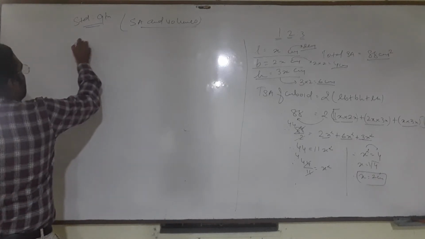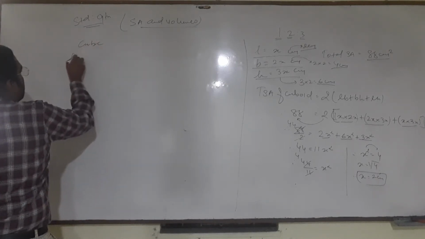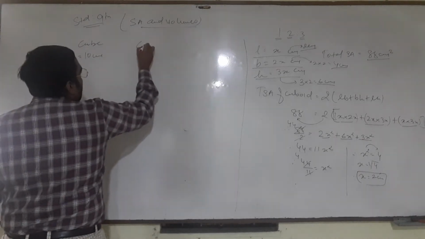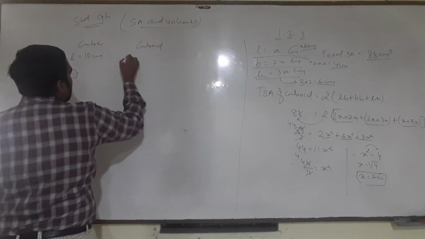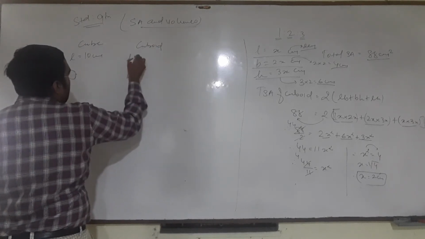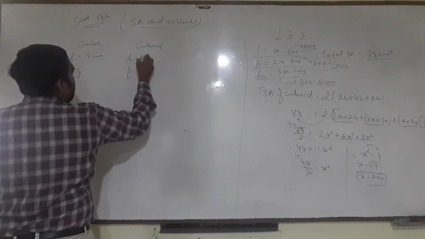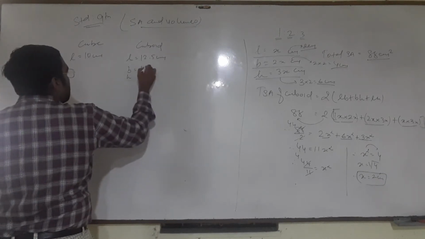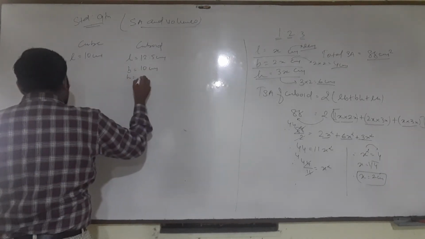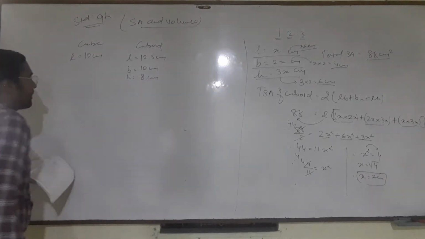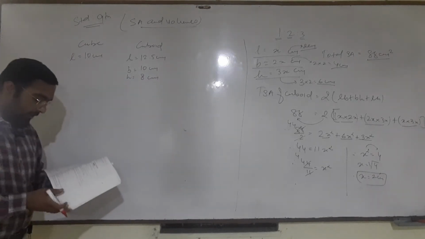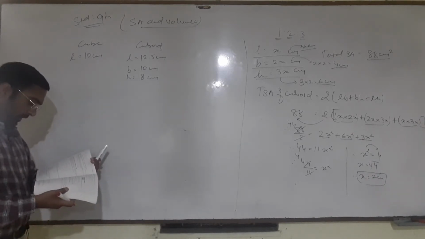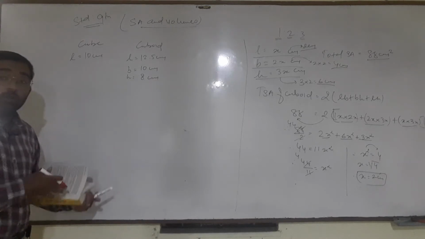For the cubical box I will write the dimension here: the length is 10 centimeter. For the cuboid I will write the dimensions here: length is 12.5 centimeter, breadth is 10 centimeter and height is 8 centimeter. Now, which box has a smaller total surface area and by how much? The first question is, which box has a smaller total surface area?